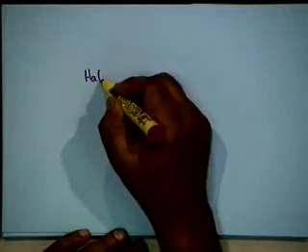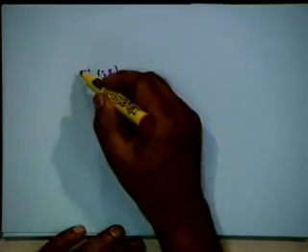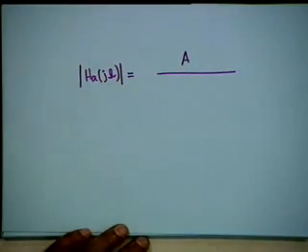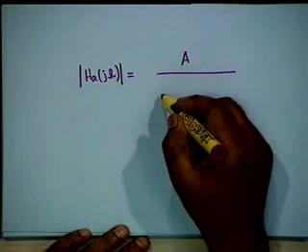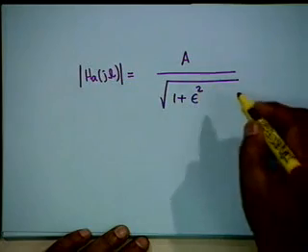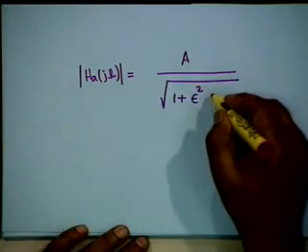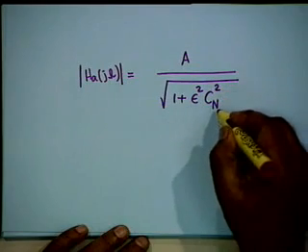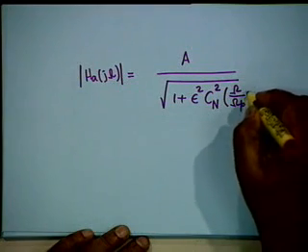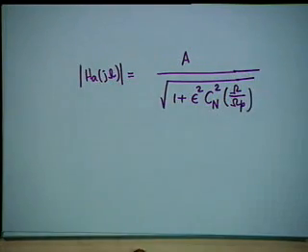The magnitude function of a Chebyshev filter is given by capital A, it is not 1 now, it is capital A divided by square root of 1 plus epsilon squared C n squared, omega by omega p, where epsilon is a constant, capital A is a constant, capital N is the order. This is the form of the magnitude function. If you square it, A squared divided by this quantity.